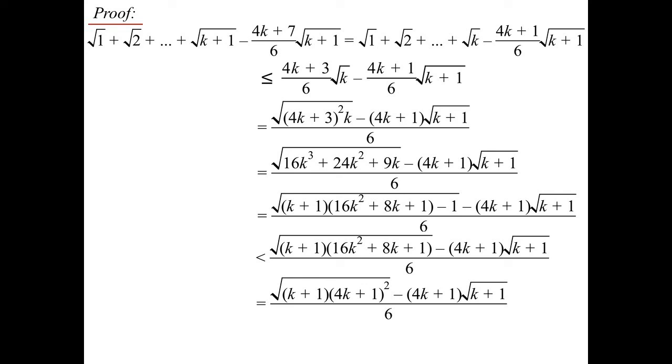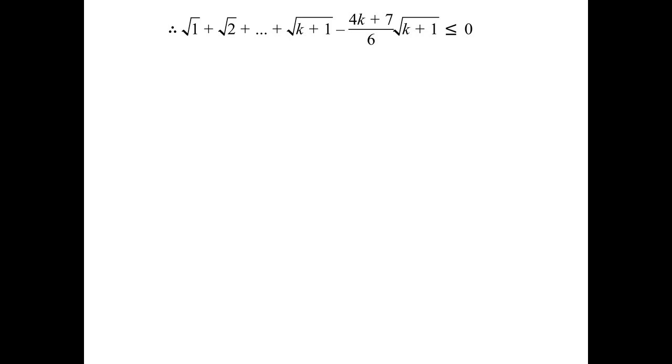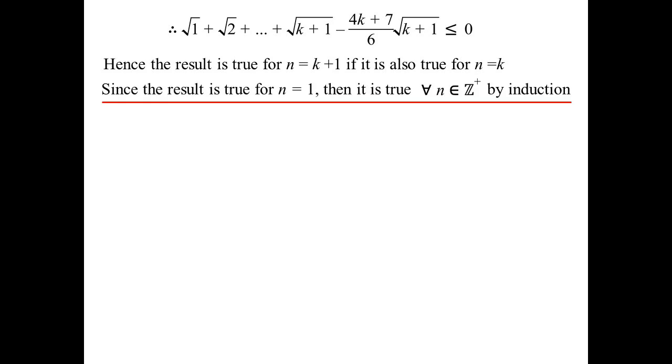In fact, is that a perfect square? 16k squared plus 8k plus 1? I think it is. I think it's 4k plus 1 all squared. It is. Look what we end up with: 0. Excellent. We've proven what we want. We were trying to show that is all less than or equal to 0. We have our results. So therefore, it's true for k plus 1, if it is also true for k, since it's true for 1, etc., etc.